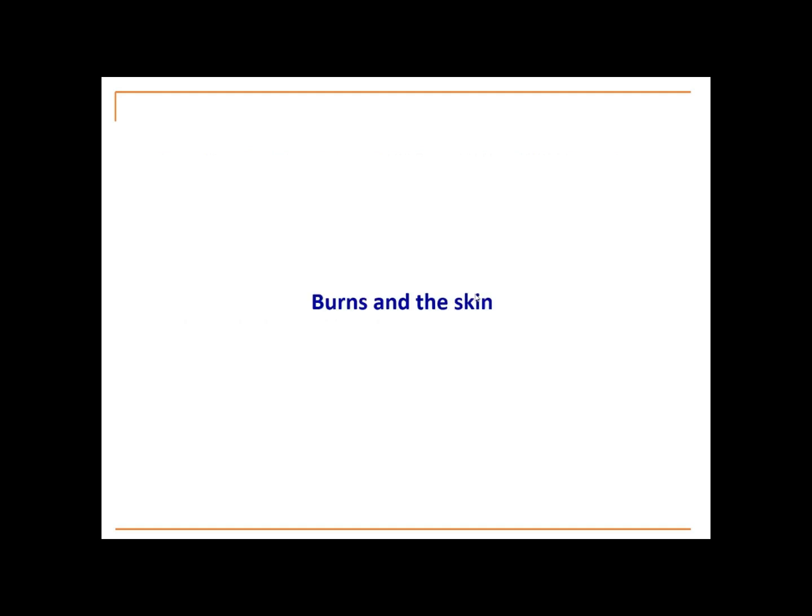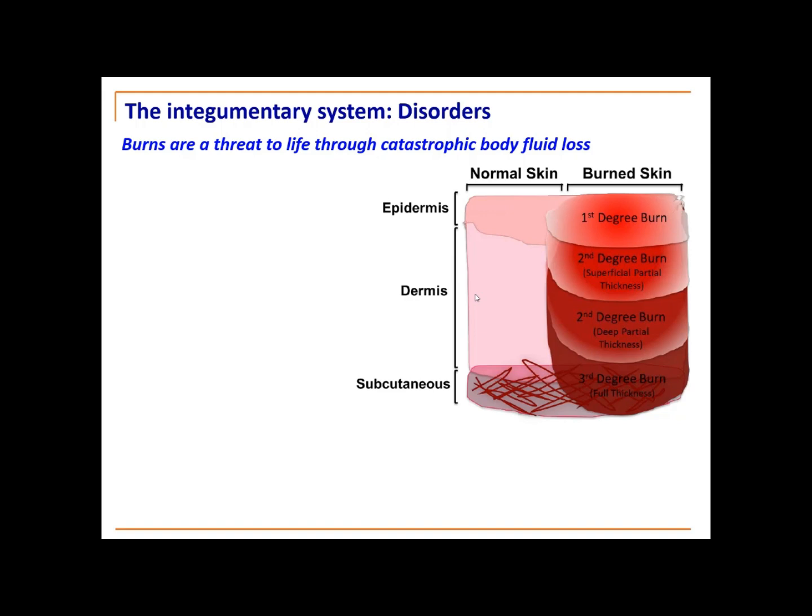Right, so now we're going to move on to burns and the skin. And we're not really going to cover this in any detail because this is stuff that can be covered at a later point. And we're thinking about disorders. So burns are a threat to life because they can lead to catastrophic body fluid loss because you lose lots of fluid through burns, obviously. And that can lead to dehydration and fatal circulatory shock, as well as to a variety of infections coming in. And of course, infections and skin cancers are other types of skin disorders.